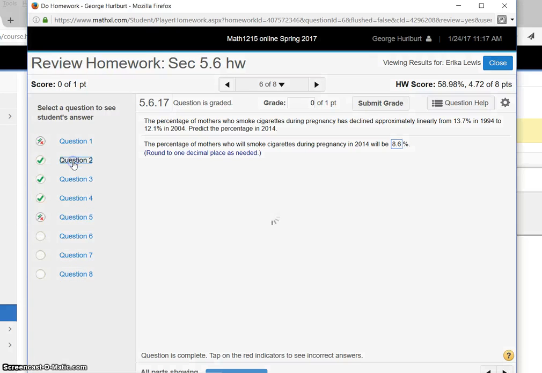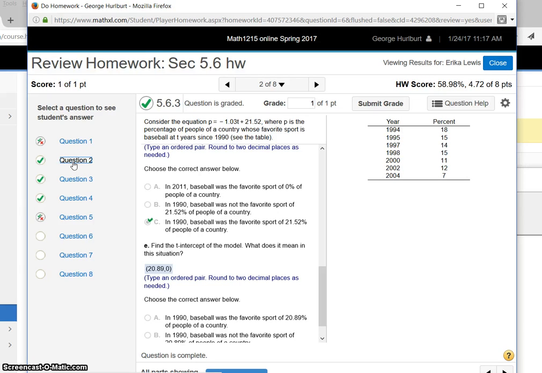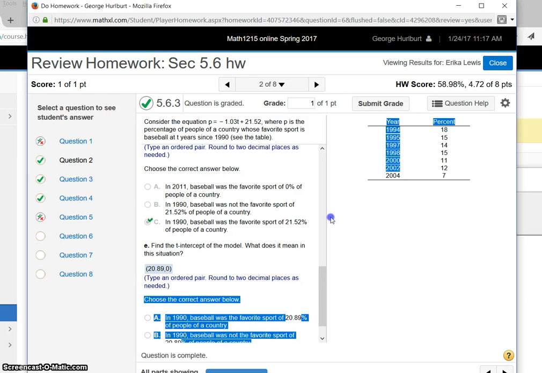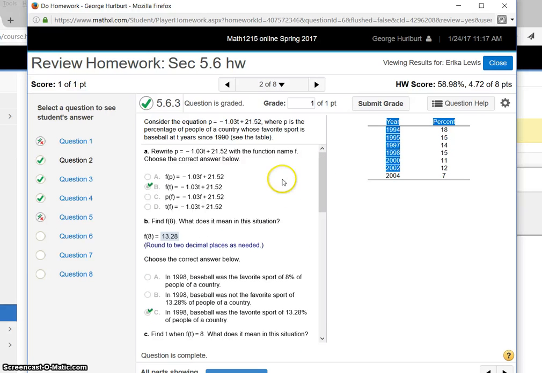Now let's go back and look at number 2. You got number 2 right, but we'll go through it and see what's here. Consider the equation P equals negative 1.03t plus 21.52, where P is a percentage of people in the country whose favorite sport is baseball at t years since 1990. All right, the first part, rewrite it with function notation. Yeah, with function notation, they told you to call the function f, so it would be f of t just equals your equation.